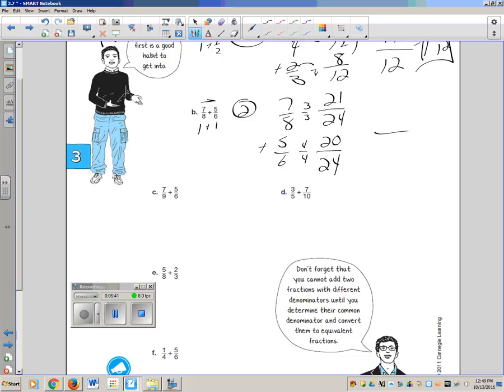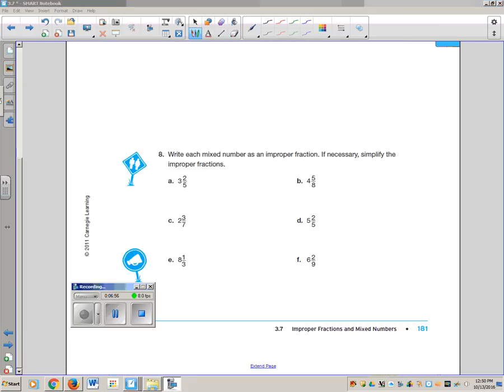21 plus 20 is 41. 24ths. 24 will go into 41 one time. I have 17 left over. Your answer is 1 17/24. All right, jump to page 181.